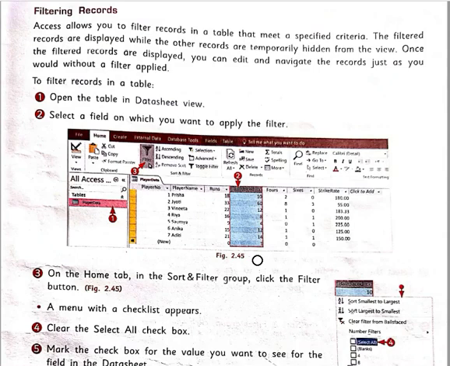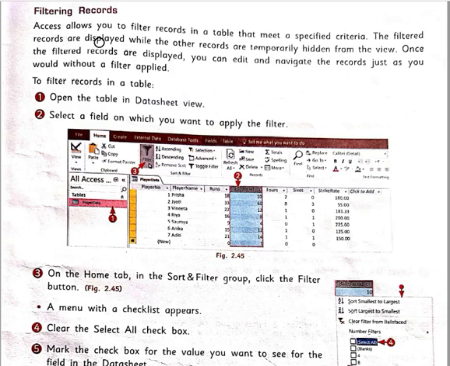Next we have filtering records. How can we filter? Access allows us to filter records in a table that meet a specific criteria. The filtered records are displayed while the other records are temporarily hidden from view. Once the filtered records are displayed, we can edit or navigate the records just as we would without a filter applied.